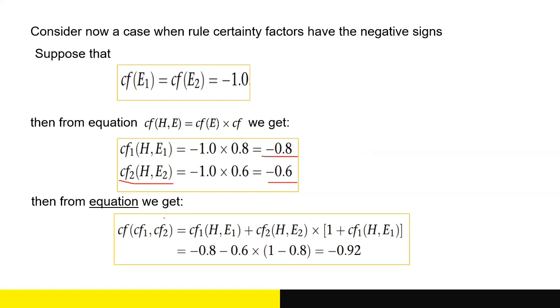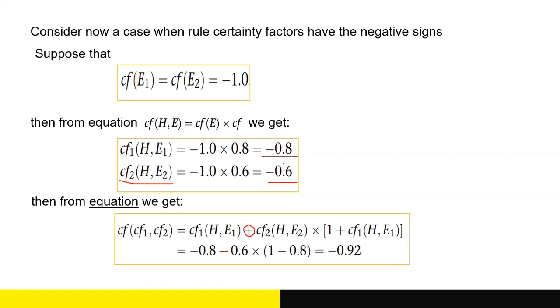So, dito is the certainty factor of the combined evidences is equals to certainty factor 1 of hypothesis given evidence 1, and its value is negative 0.8. And then plus, since ang certainty factor 2 of hypothesis given evidence 2 is negative, so different sign siya, so minus na. So we will subtract it. So negative 0.8 minus 0.6 multiplied by 1, and then plus certainty factor 1 of hypothesis given evidence 1.